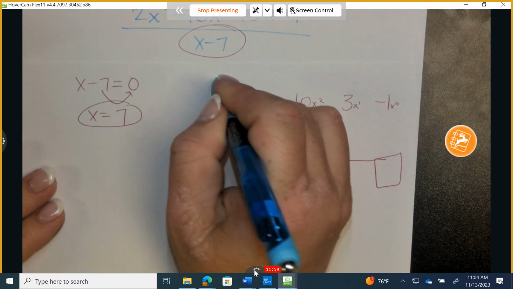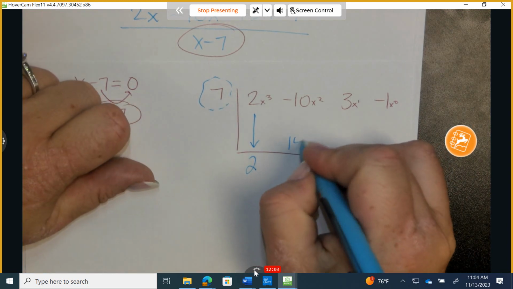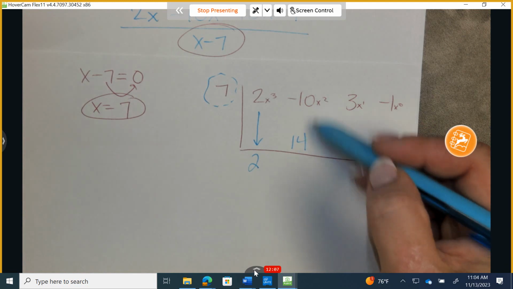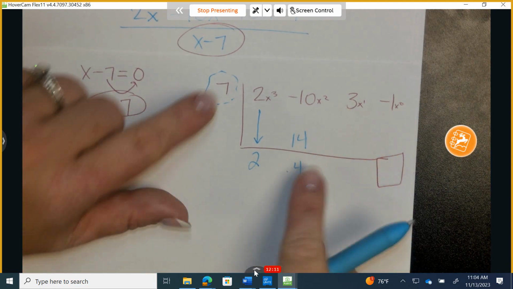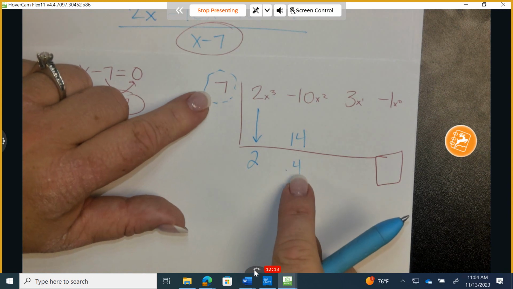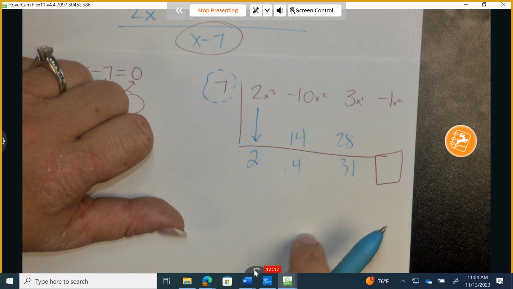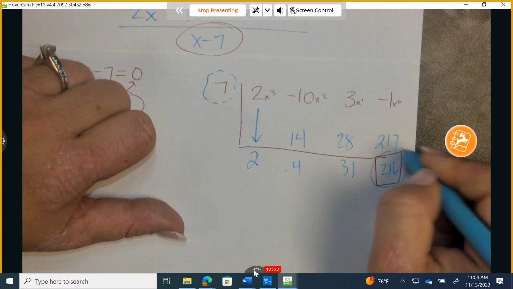And now everything I multiply goes back to that outside. 7 times 2 is 14. I combine, so I'm like 14 and negative 10. Okay, I'm going to subtract them. They're different signs. Keep the sign of the larger number. Okay, great. I multiply again, so it's M-A-M-A. That's the mama part. Multiply to get 28, combine to get 31. Multiply to get 217, combine to get 216.